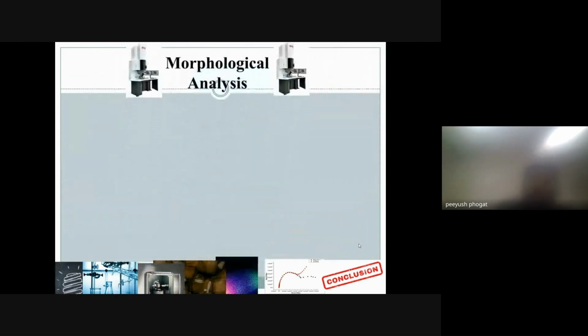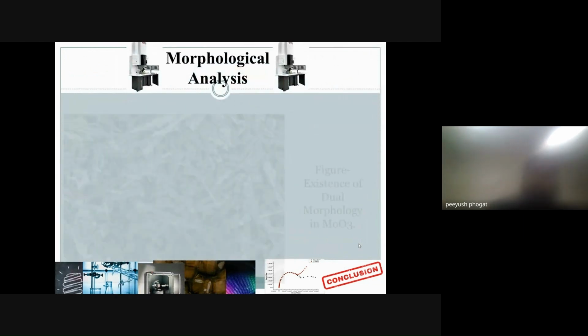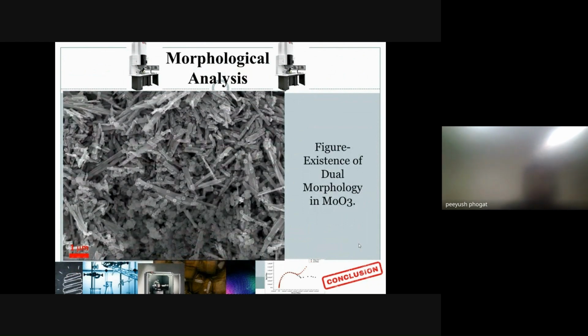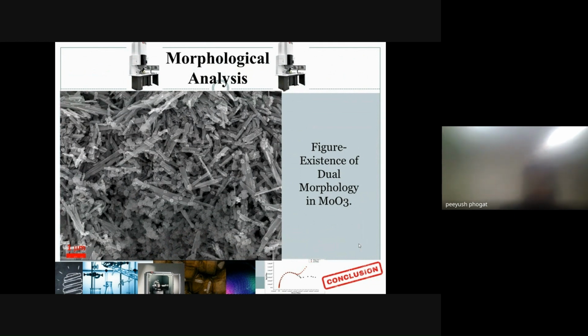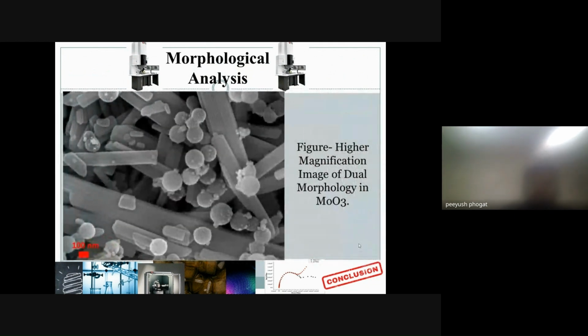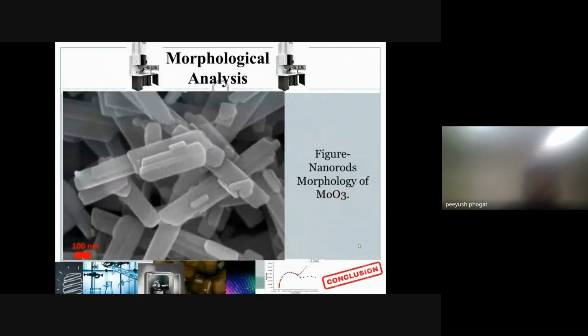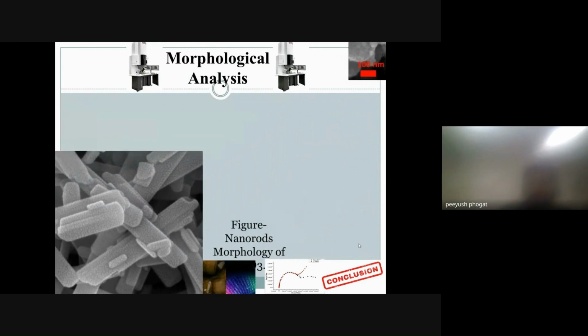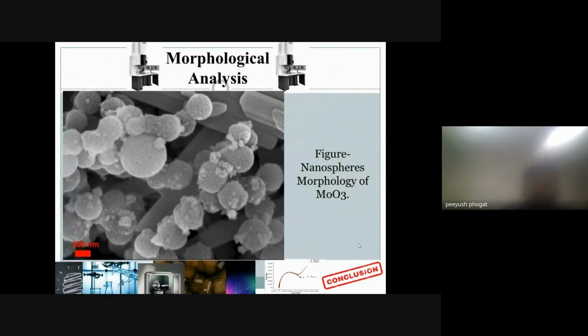The morphological analysis of this material is a very important part. As you can see, there is an existence of dual morphology. On the upper part of the micrograph, you can see nanorods, whereas on the lower part, you can see the nanospheres. At a higher magnification, you can see the presence of nanorods and nanospheres, which is the novelty of this work, the existence of dual morphology of the material. And the nanorods and the nanospheres are present both at the same time. The nanospheres are around 300 to 200 nanometer in size.